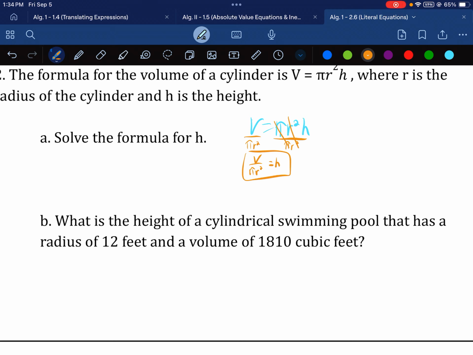Next, what is the height of a cylindrical swimming pool that has a radius of 12 feet and a volume of 1,810 cubic feet? Let's go ahead and work on what part is what. What is the height? That's the question we're trying to find. We're trying to figure out what h is. So h is question mark.